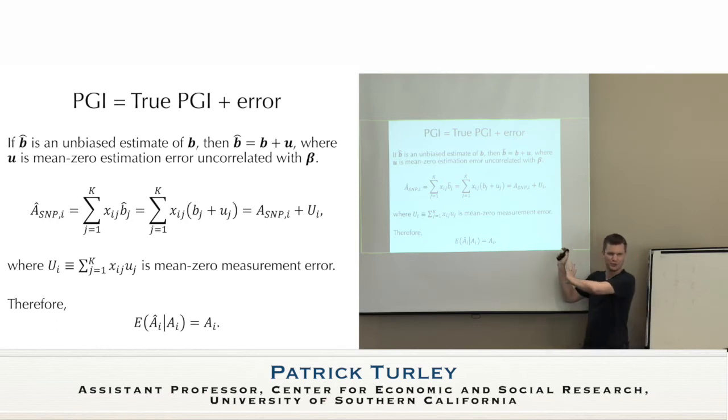Once you rescale, we often first rescale our polygenic indexes to be variance 1, and that messes with this property here. But just for simplicity, let's keep operating under this assumption.